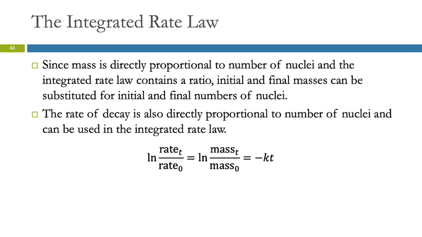Yeah, so we already did this shortcut in the previous problem. Mass is directly proportional to number of nuclei, and we're looking at the ratios, so we can use final and initial masses instead of the numbers. The rate of decay is also directly proportional to the number of nuclei, and so you can also look at the natural log of the rate at time t over the initial rate.